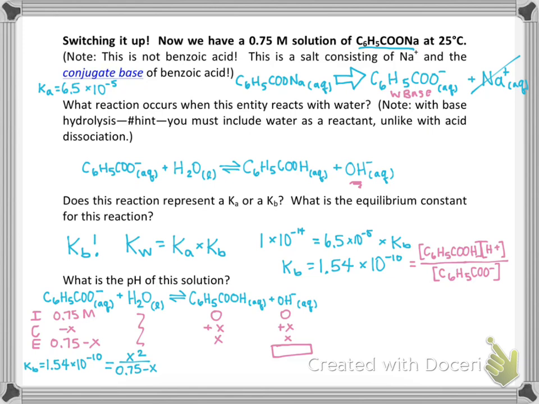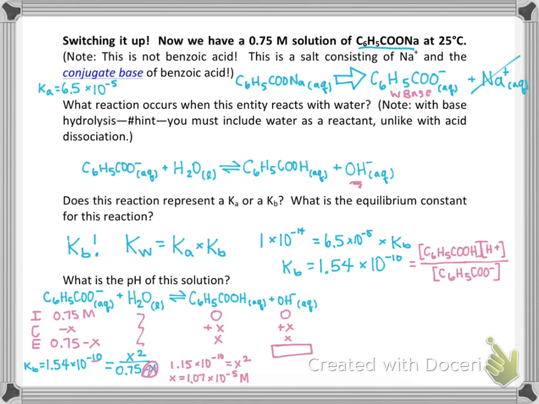As our Kb expression is set up now, our Kb is really small. It's less than 10 to the minus 5. So we can go ahead and ignore added or subtracted x's. Then solving this becomes simple again because we can multiply the 0.75 over and eventually take the square root to solve for x. 1.15 times 10 to the minus 10 is equal to x squared. Take the square root and we find that x is equal to 1.07 times 10 to the minus 5 molar.